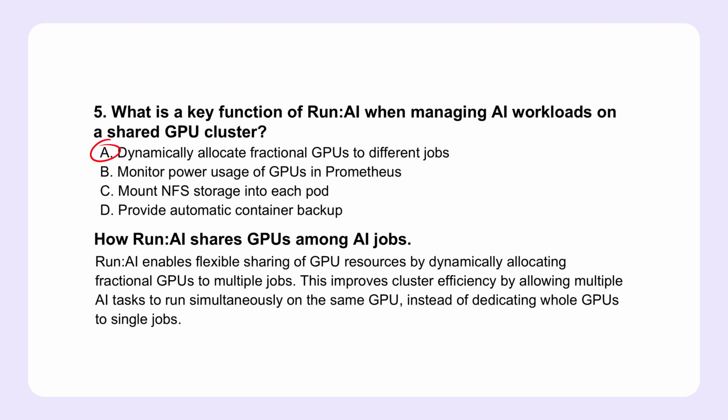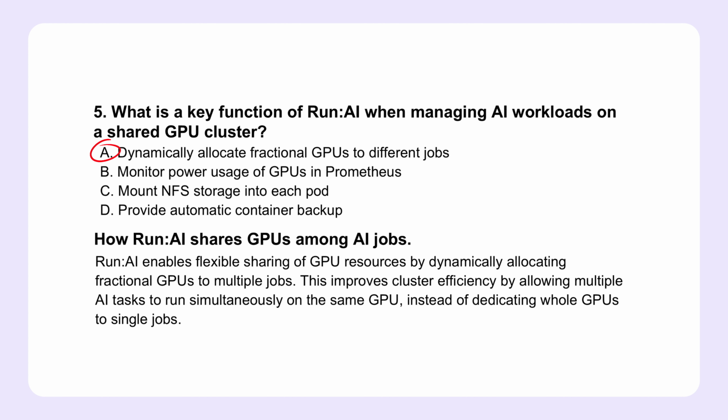Run.ai allows the system to intelligently slice up the GPU resources and assign those fractions to different jobs running concurrently. This means you can run many more experiments or training tasks on the same physical hardware. It massively boosts utilization and, well, the return on investment for those GPUs. It moves you from static allocation to a much more fluid, efficient pool of resources.